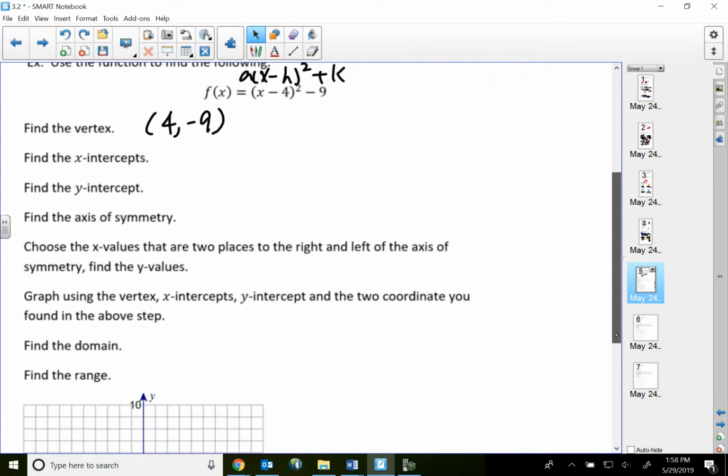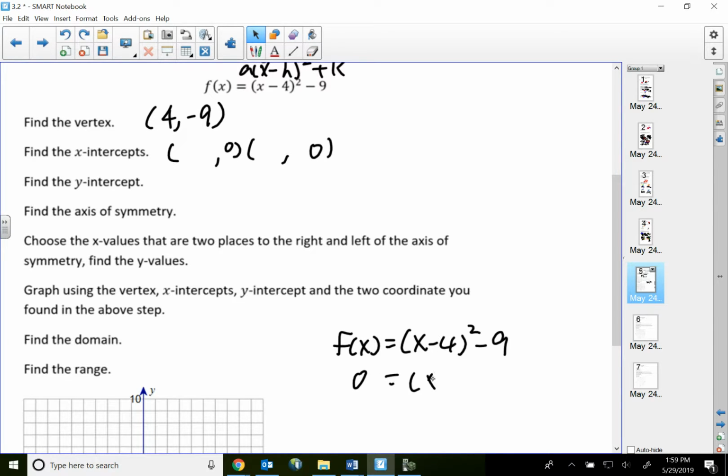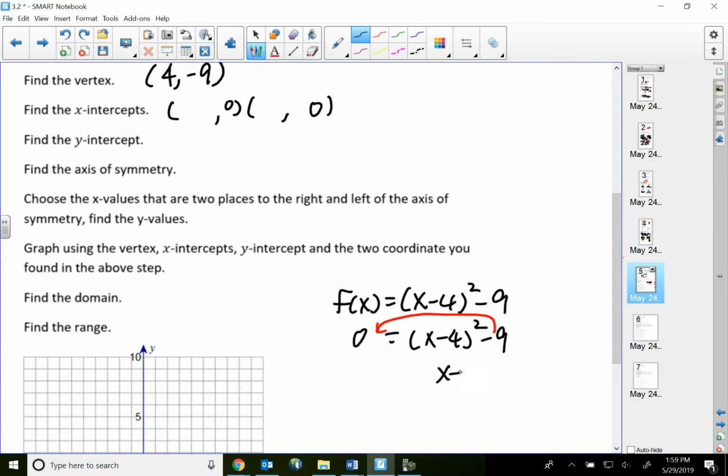All right, let's find the x-intercepts. My function is (x minus 4) squared minus 9. To find the x-intercept means to find x when y equals 0. So I'm going to set my f of x, which represents y, equal to 0. That will be 0 equals (x minus 4) squared minus 9. Since I only have 2 terms here, I'm going to move the -9 to the other side, and that gives me (x minus 4) squared equals 9.